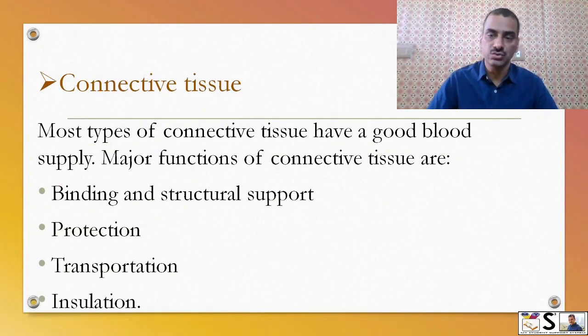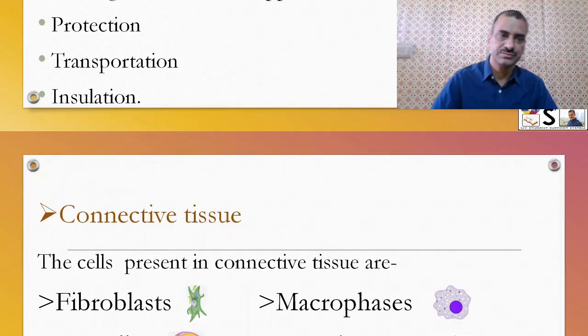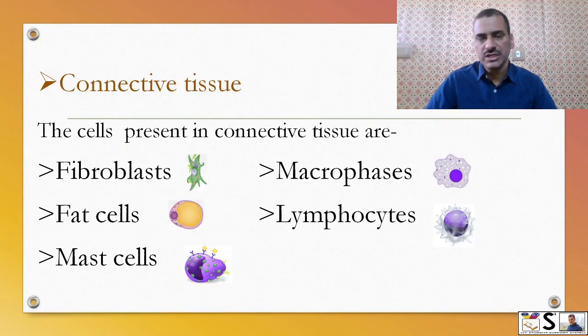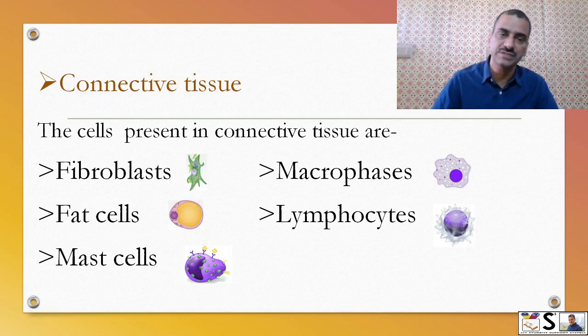Most types of connective tissue have good blood supply because a lot of blood vessels are there in the matrix. The major functions of connective tissue are binding and structural support, protection, transportation, and insulation. Connective tissue contains cells which are largely separated, not attached to each other, having matrix in between. And the cells are fibroblasts, macrophages, fat cells, lymphocytes, and mast cells, which form the connective tissue.